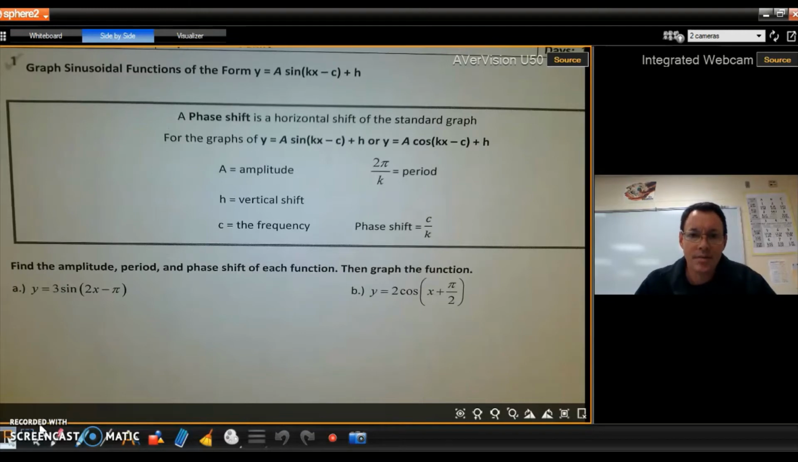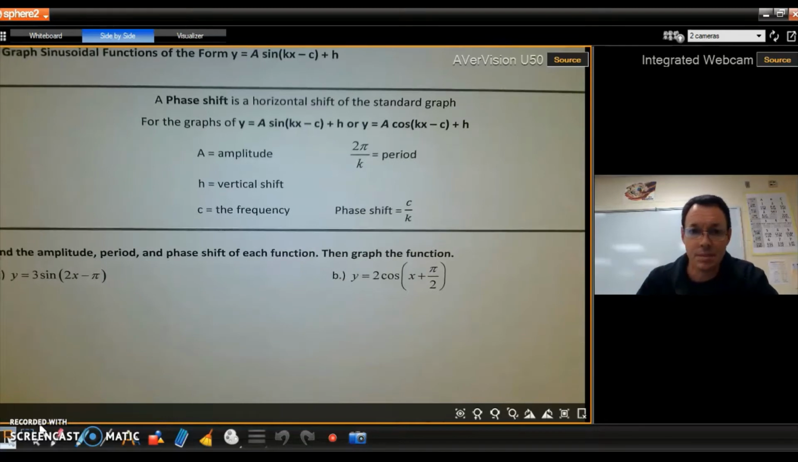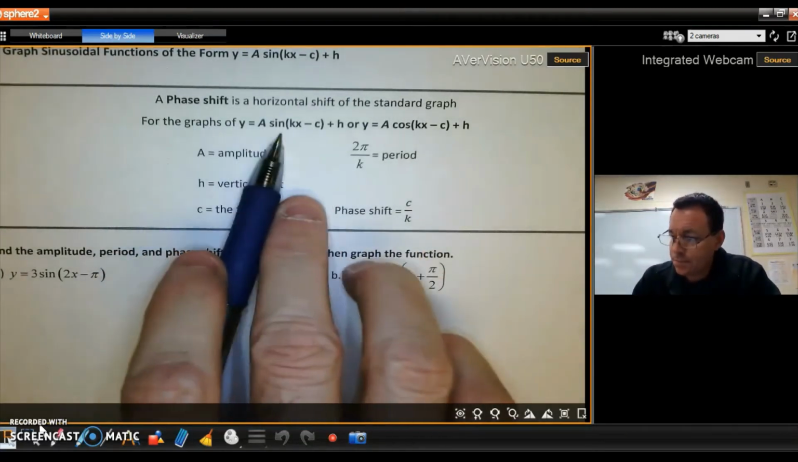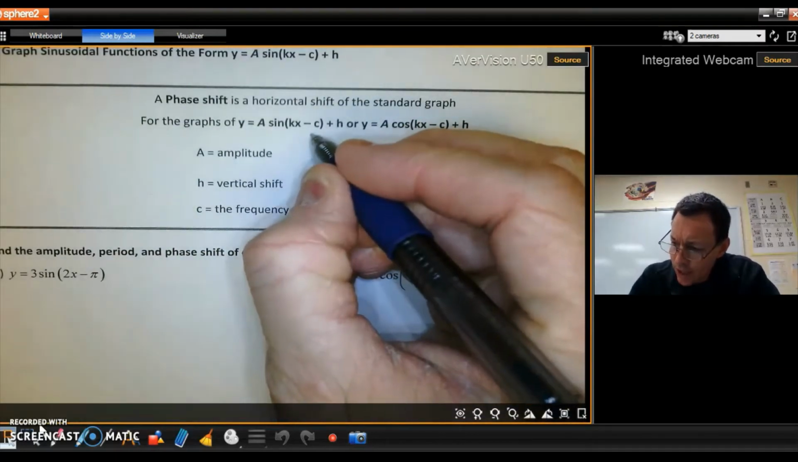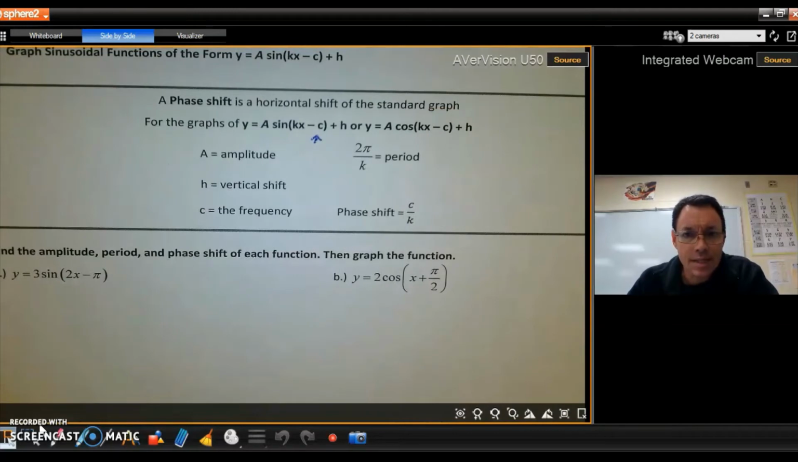But the one thing we haven't done is what's called a horizontal shift, okay? And that has its own name when it comes to sine and cosine graphs. It's called the phase shift, okay? So that's the last piece of the puzzle we're going to put together today. So phase shift is going to add one thing to our equation, that little minus c right there.